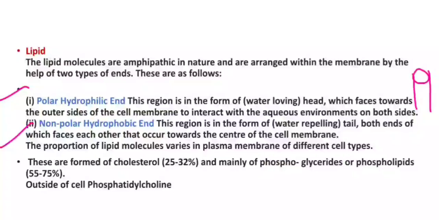As the cell membrane contains a lipid bilayer, this lipid bilayer is in this form, the upper phospholipid and the lower phospholipid. Here you can see the heads are oriented towards the outer face and the tails are oriented inwards towards the center, as these are hydrophobic in nature. The proportion of lipid molecules varies in the cell membrane of different cell types. The lipids mainly found in the cell membrane are cholesterol, which is 25 to 32%, and mainly phosphoglycerides or phospholipids, which are 55 to 75%.